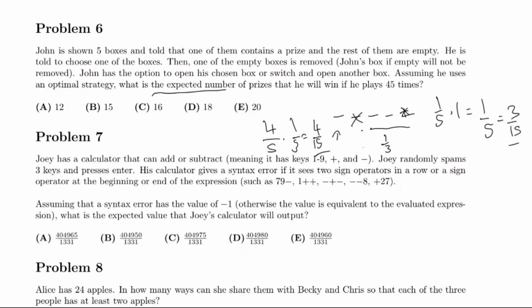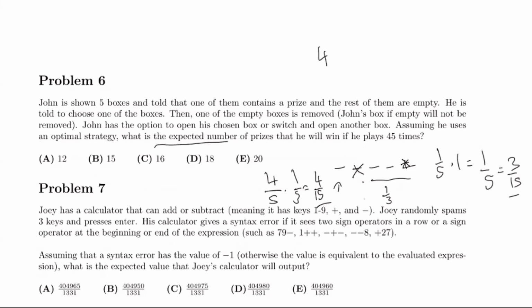So now we will calculate expected value. Our expected number of prizes is just going to be our probability times the number of times we play. So this is 3, and 3 times 4 is 12. So our answer is A.